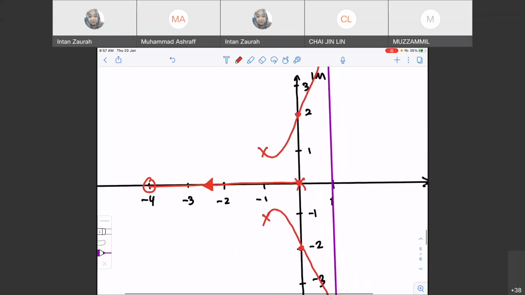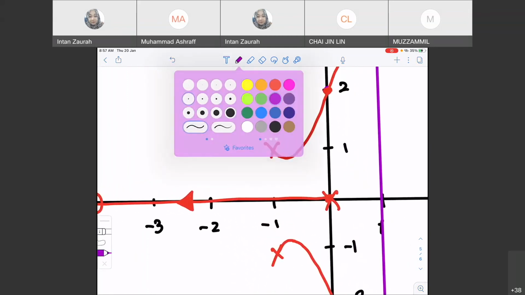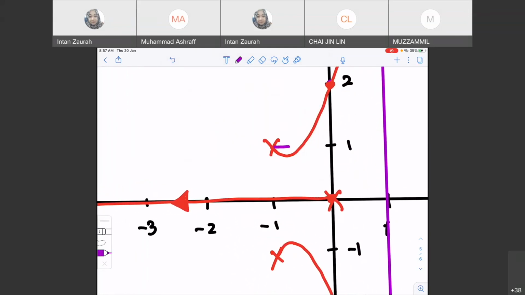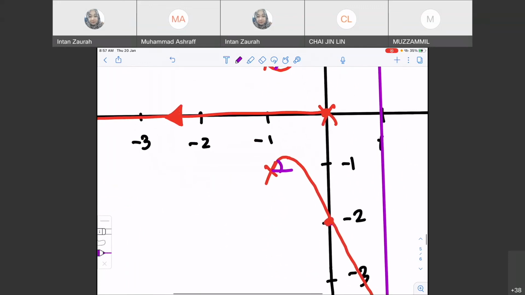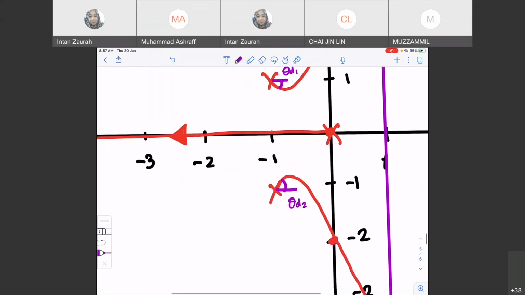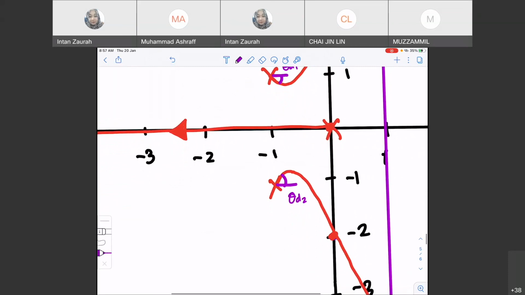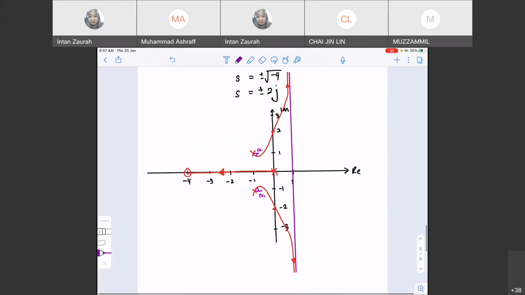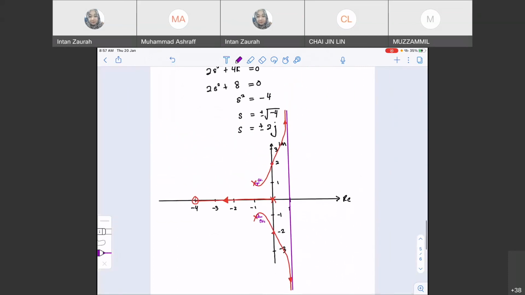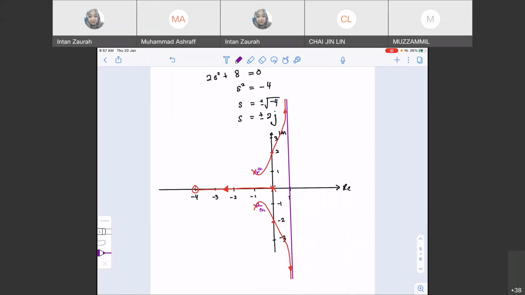Okay, so if you like, you can put here the value. Angle is theta D, is theta D1, is theta D2. Okay, so it's actually equal to whatever the value that you have calculated just now. Okay, so that's how your root locus looks like for this particular example with your complex pole.